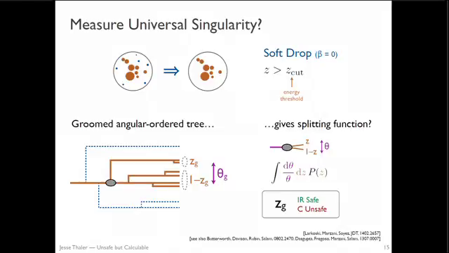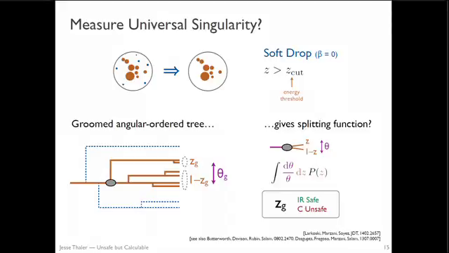And now this groomed zg, so this procedure of taking a jet and throwing away radiation is known as grooming. This groomed z is now something that's infrared safe just by construction. You threw away soft radiation. And so you might say, oh, great, I can use this groomed z to try to extract the splitting function. Ah, but shoot, it's collinear unsafe.